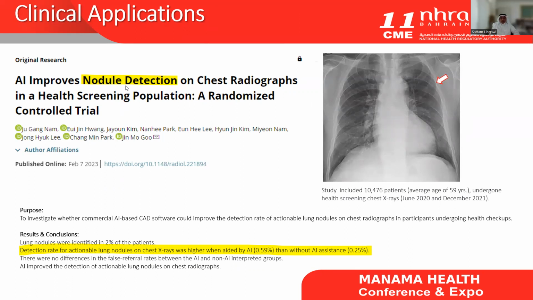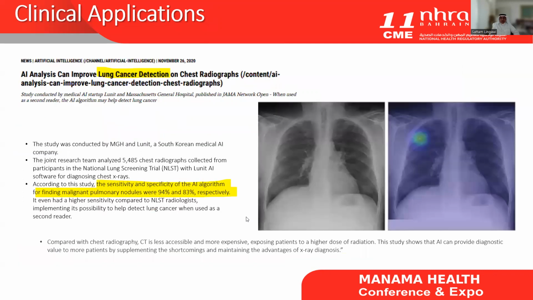For nodule detection, the detection rate for actionable lung nodules on chest radiograph was higher when aided by artificial intelligence, almost doubled. Similarly, in lung cancer, artificial intelligence image analysis improved lung cancer detection. The sensitivity and specificity of artificial intelligence algorithms in finding malignant tumor nodules was 94% and 83% respectively.